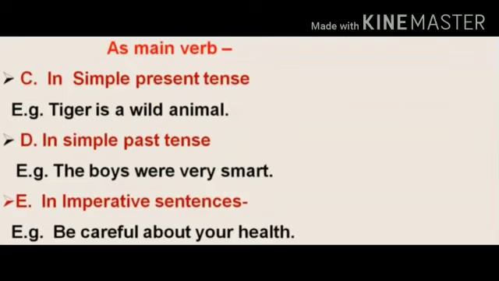I hope you all enjoyed this video very much, and that it is quite helpful to you in developing an understanding about the use of the auxiliary verb be. In the next video, we will discuss the remaining two auxiliary verbs, do and have.